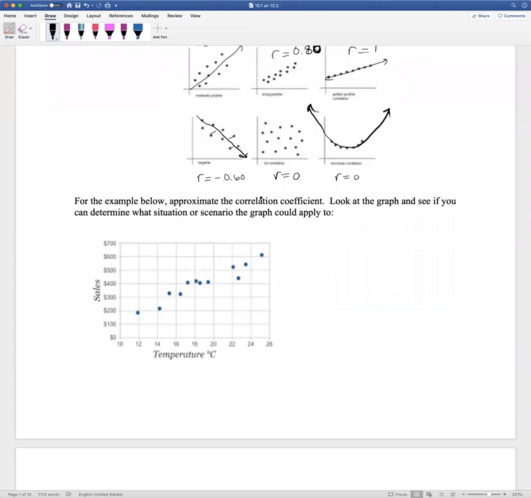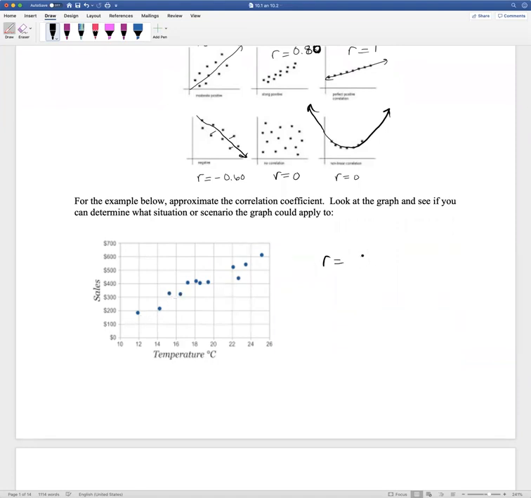So I found this interesting real world example on the internet, and I wanted you to take a look at it. It's an example that compares temperature, in degrees Celsius, to sales of something. I want to see if we could do two things: approximate the correlation coefficient here, and then look at the graph and imagine the situation or scenario the data came from. So first of all, let's approximate R.